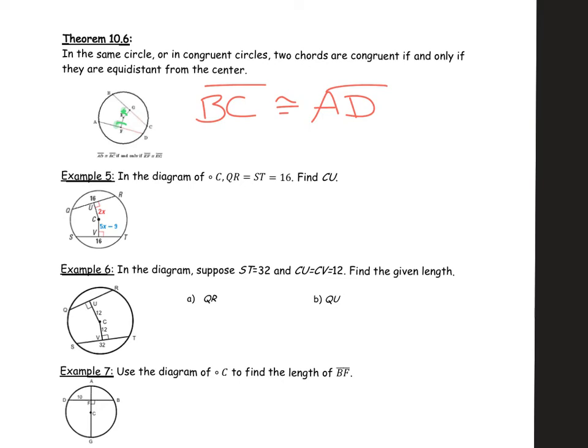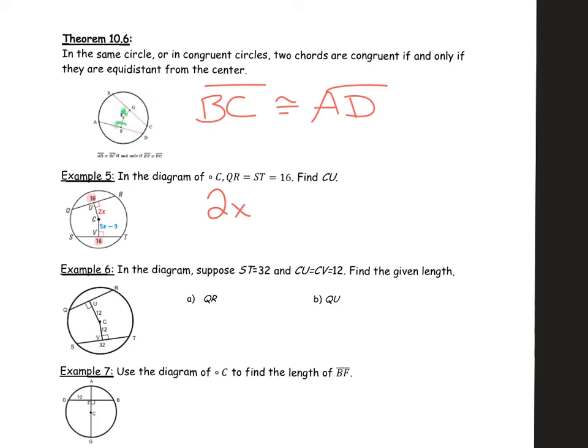QR equals ST equals 16. So that is marked here for you in your diagram. So because these chords are equal, we can then say they are the same distance from the center. Remember, an if and only if statement, like we have in Theorem 10.6, can be the conditional and the converse that works both ways. So all we need to do is set up this equation.